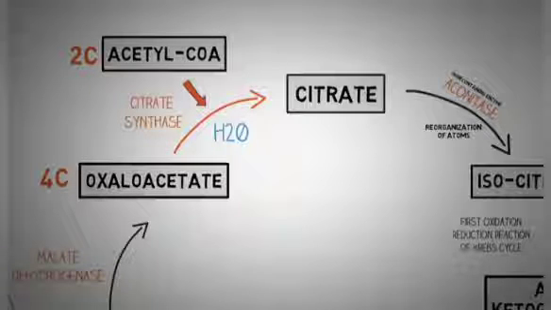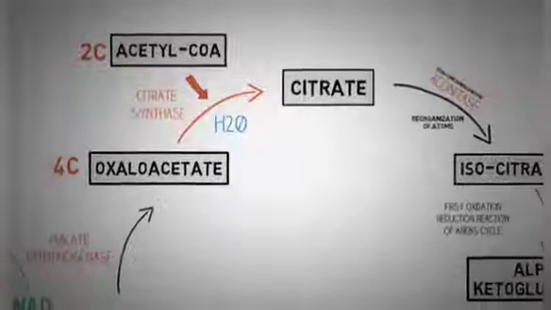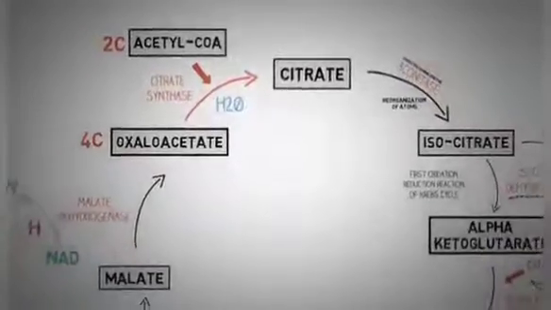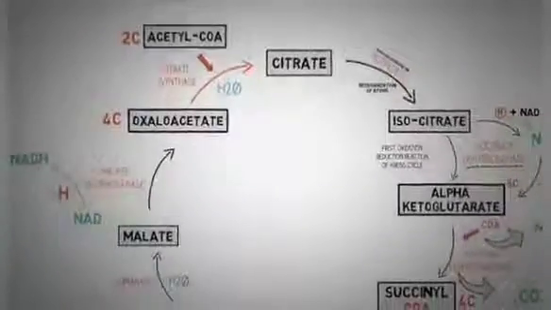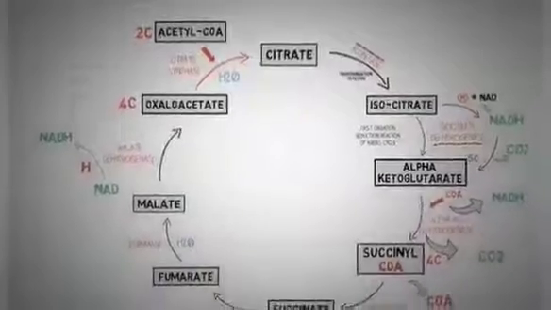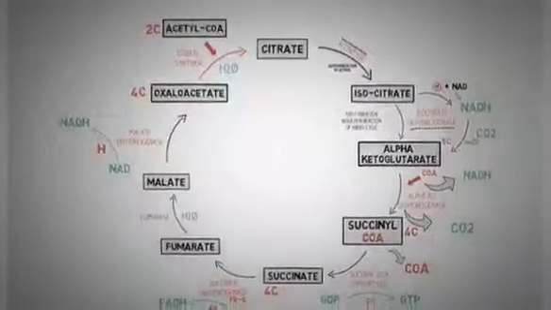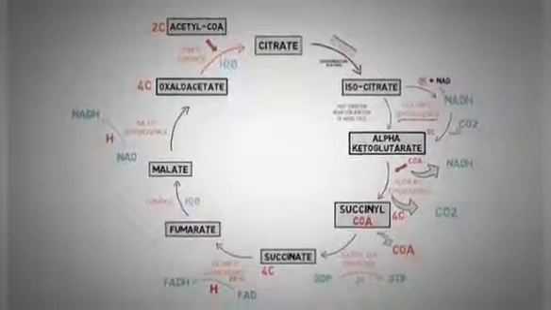The oxaloacetate again combines with a molecule of acetyl-CoA and leads to the formation of citrate with the help of the enzyme citrate synthase. A water molecule is also added in this reaction. Now this completes one full turn of the cycle and the same sequence repeats again.